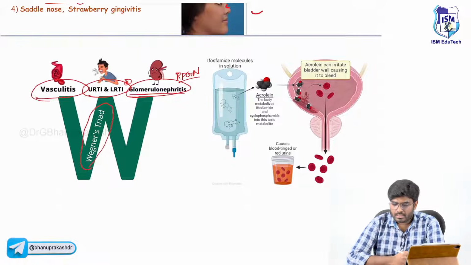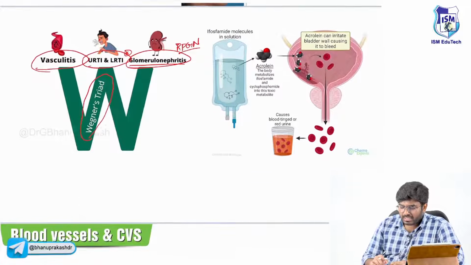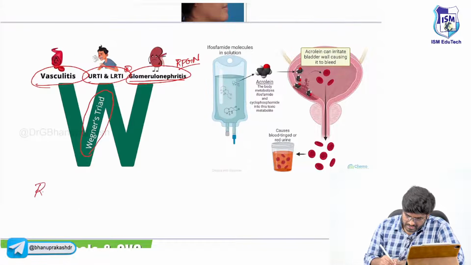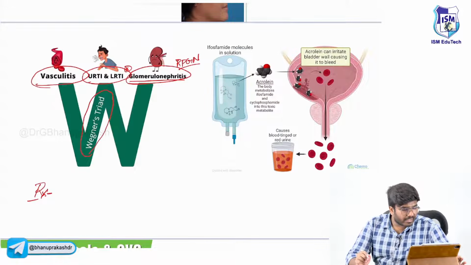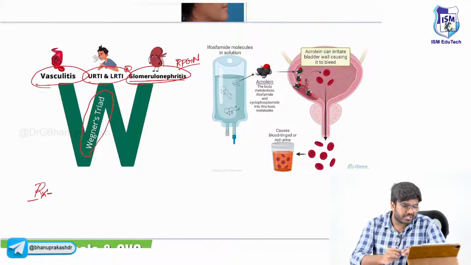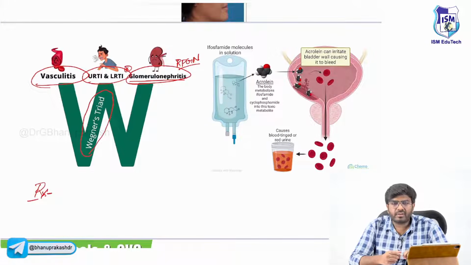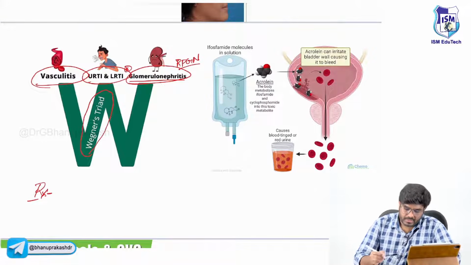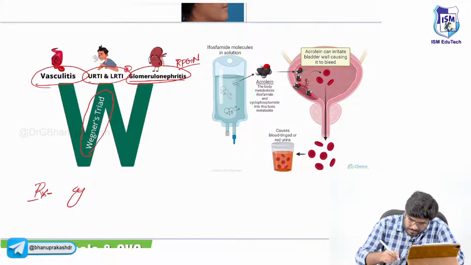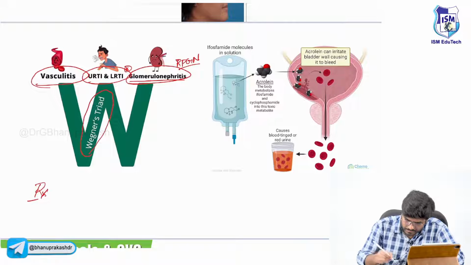See, the question which I want you to know is, what is the treatment for this condition, sir? This is something really very important. Guys, do you have any idea what is the treatment for Wegener's granulomatosis? It starts with the letter C. It is cyclophosphamide.